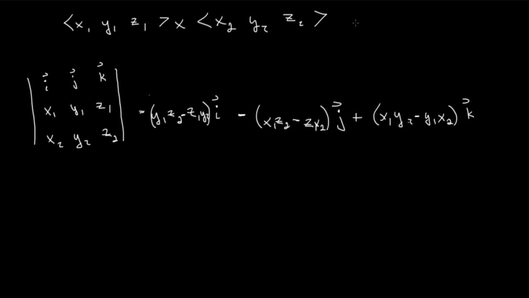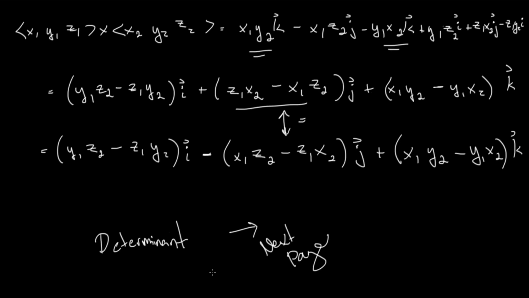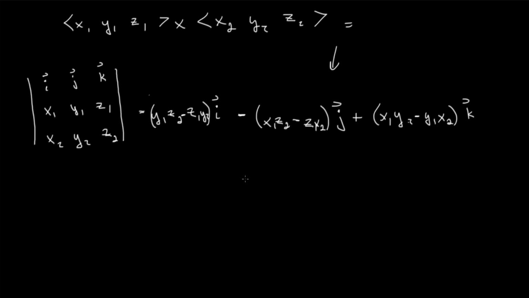This is equal to what we had on this page right here: y1, z2 minus z1, y2, i, minus x1, z2 minus z1, x2, j, plus x1, y2 minus y1, x2, k. That is what we have here. And that is how we find the cross product of two given vectors. We create this 3 by 3 array of numbers, and we use this algorithm.